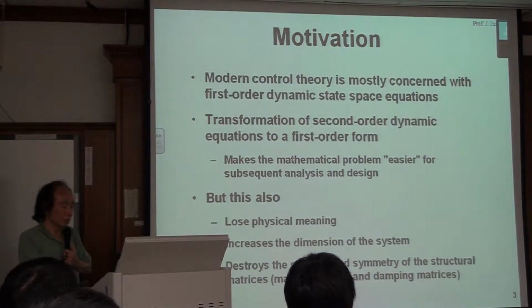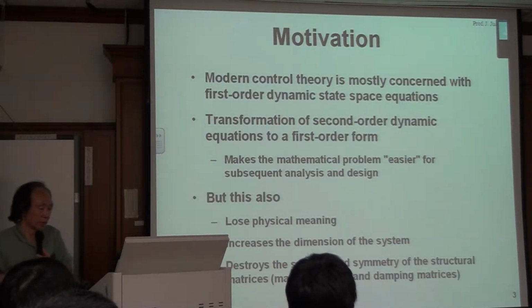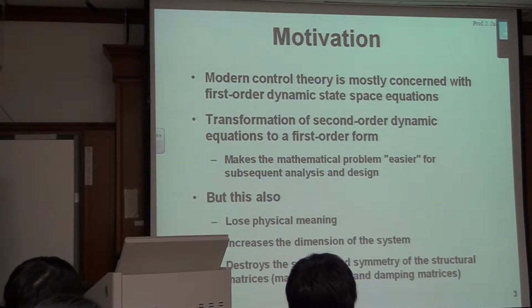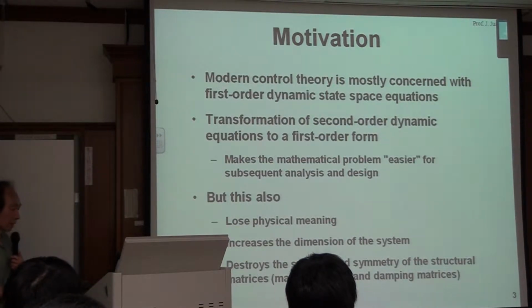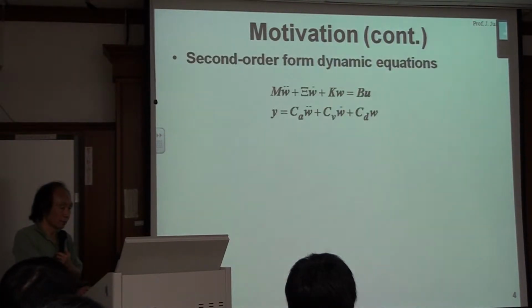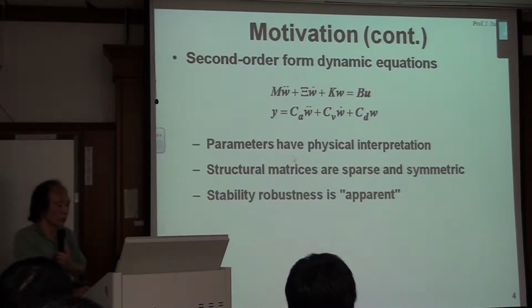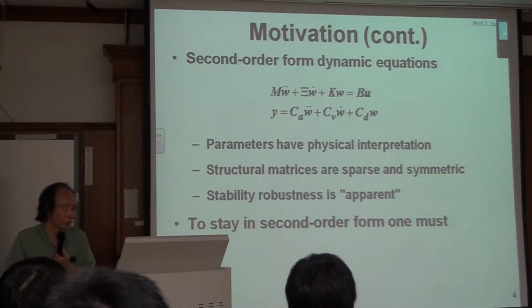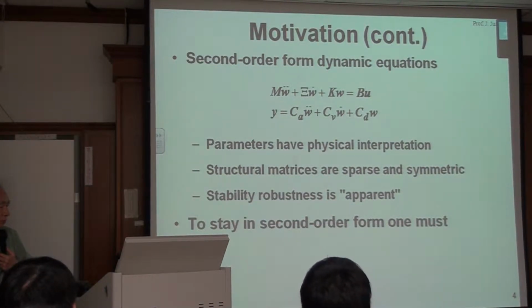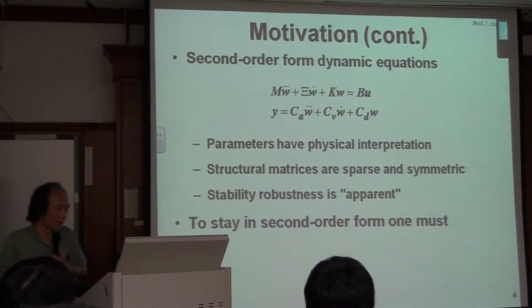So you still have those nice properties. Now, how can we design a controller using the second order dynamics equations rather than the first order? That's the motivation of this concept. If we just look at the second order equations, all the parameters have physical interpretations. W is the physical coordinate, unless you transform to another coordinate.